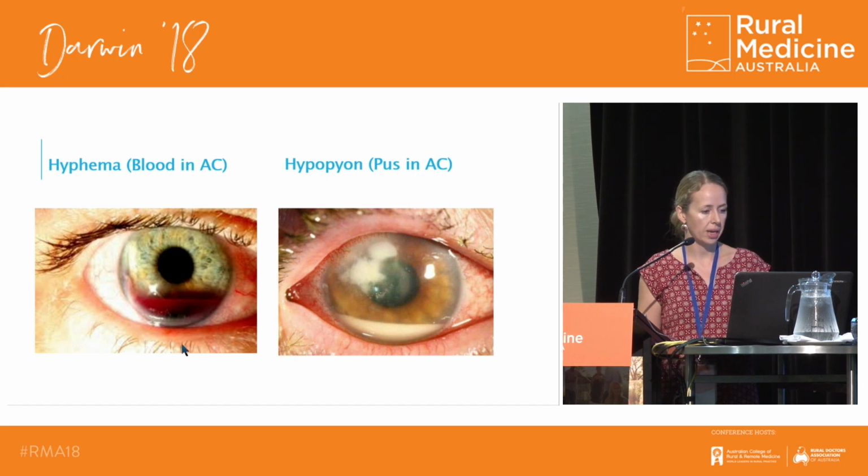Now, this one to the right again. So that's blood in the anterior chamber. So you can see how the blood doesn't go outside of the limbus. It's held in place by the cornea, and it's covering the iris.